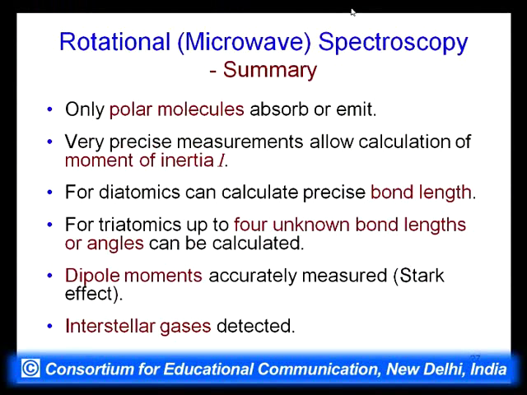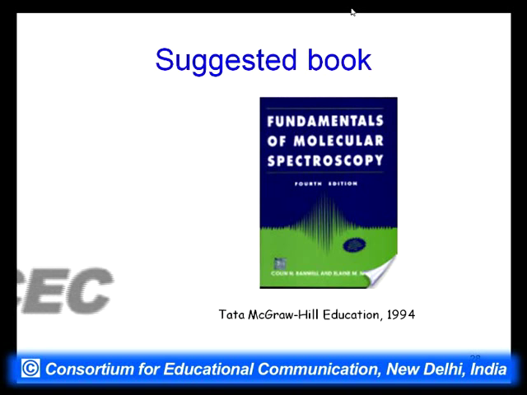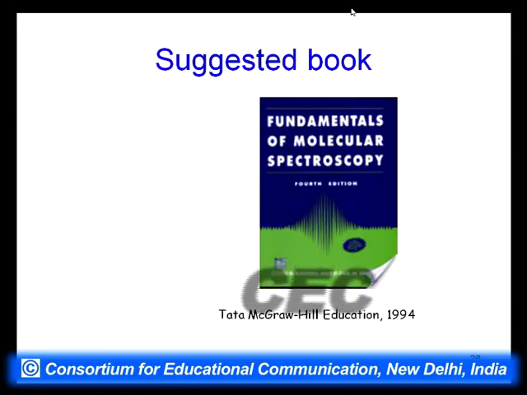And I'll just summarize this lecture. Only polar molecules absorb or emit. Very precise measurements allow calculation of moment of inertia I. For diatomics, you can calculate precise bond lengths, and as I told you, up to the 5th or 6th place of decimal. For triatomics, you can get up to 4 unknown bond lengths or angles calculated. Dipole moments are accurately measured using the Stark effect, and the most important application is that interstellar gases have been detected using microwave spectroscopy.